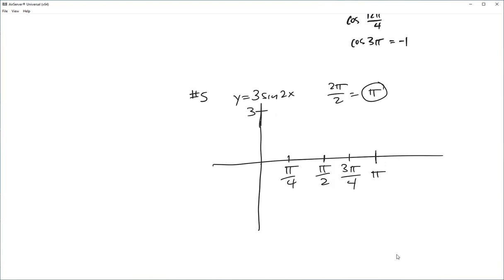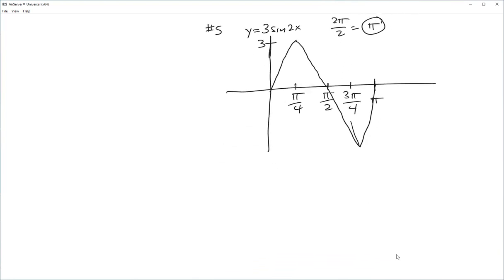So it starts at 0, 0. At pi over 4, it goes to 3. Goes back down to 0 at pi over 2. And then at -3, then back up at pi. Okay, so remember to divide your period by 4, and then you have the 4 different markers in a wave. All right.